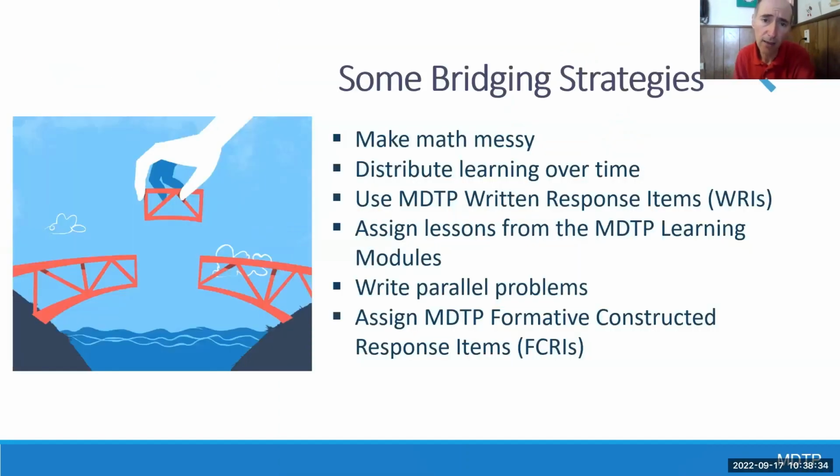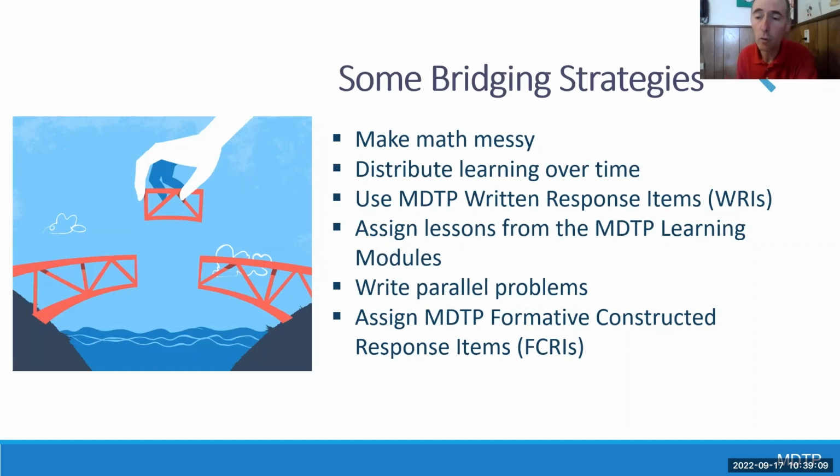So a few strategies for bridging, for making this path. I'm going to stick with the example of fractions. If the students are making mistakes with adding fractions, for example, or in general with manipulating fractions, try to make the math messy so that there are fractions in there, not just integers. Try to, again, distribute the learning over time. You can use some of our written response items or formative constructed response items.